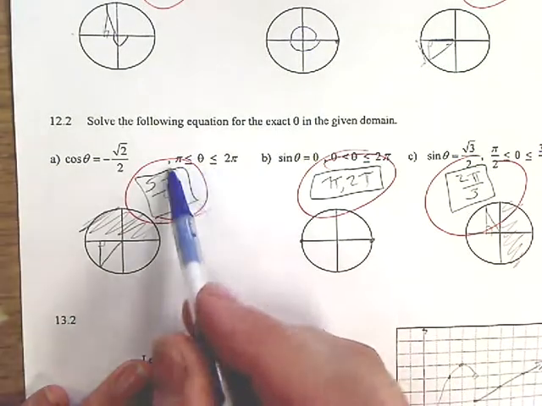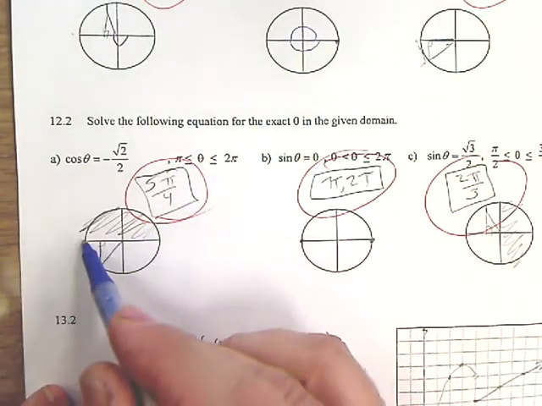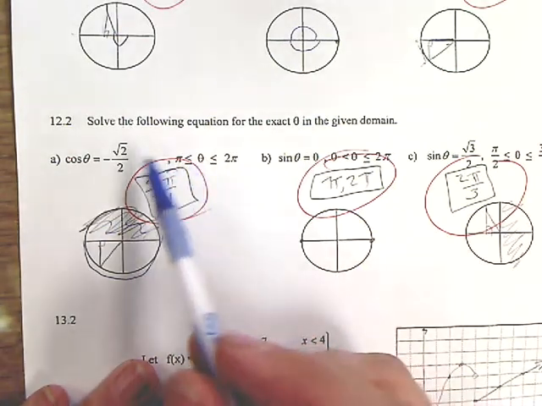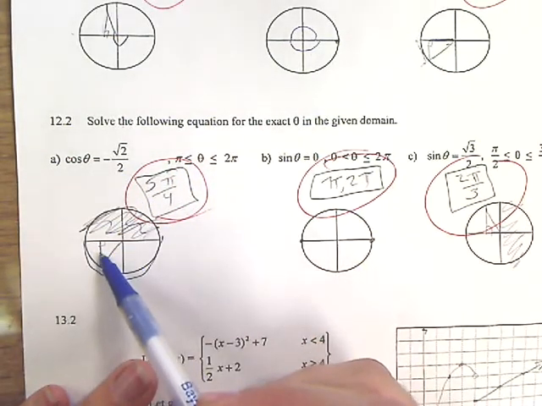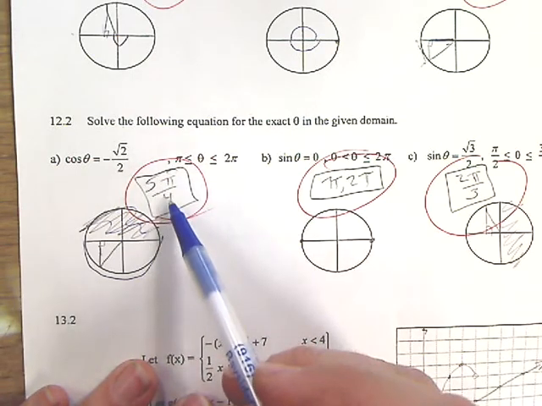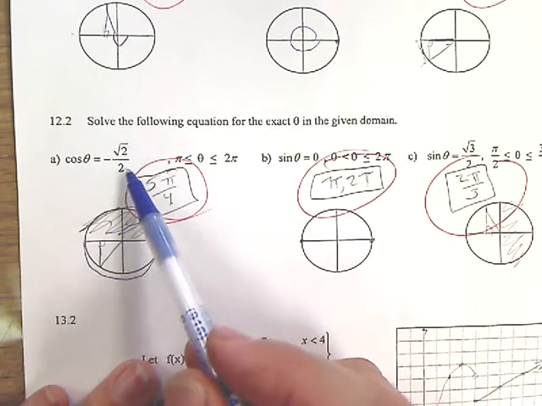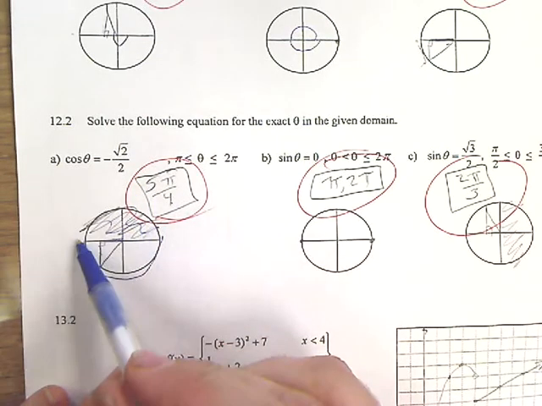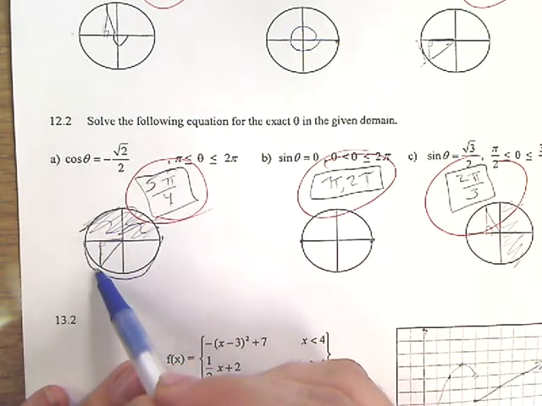My domain is restricted, so I can only go from pi all the way to 2 pi, so I just cross that out. Cosine is negative in this quadrant, and I know it's going to be divided by 4 since this is square root of 2 over 2. So it would be 4 pi over 4. This would be 5 pi over 4.